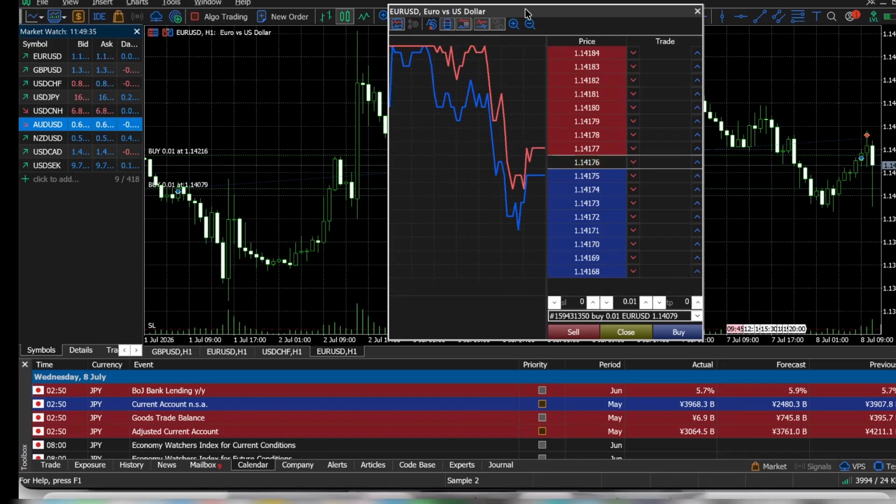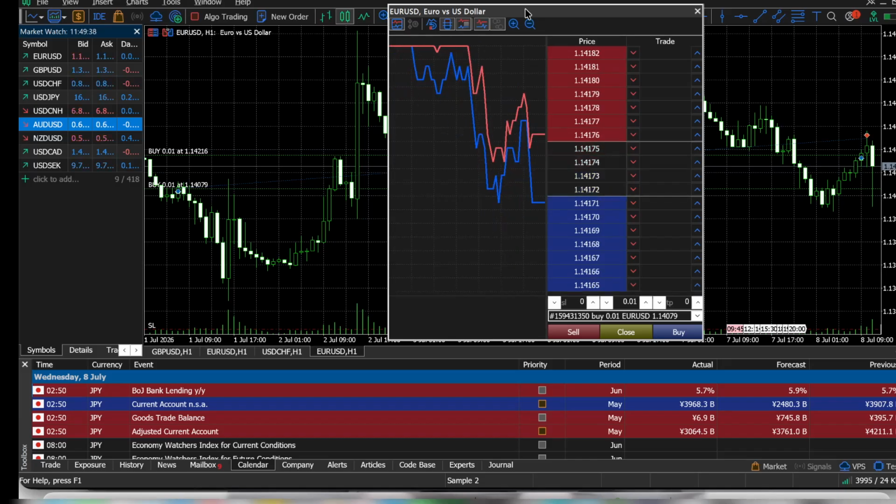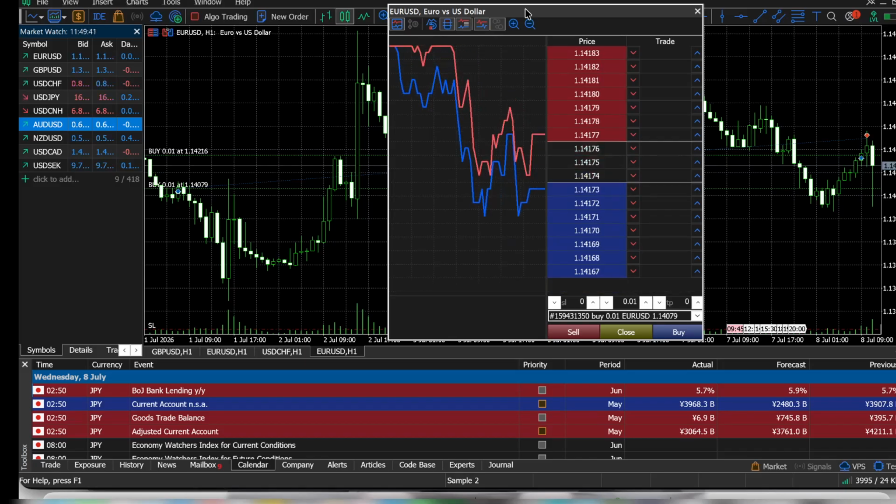And there you have it, a simple guide to accessing and interpreting the depth of market feature on MetaTrader 5. Understanding how to use this feature will help you gain more insight into market conditions and aid you in refining your trading approaches.